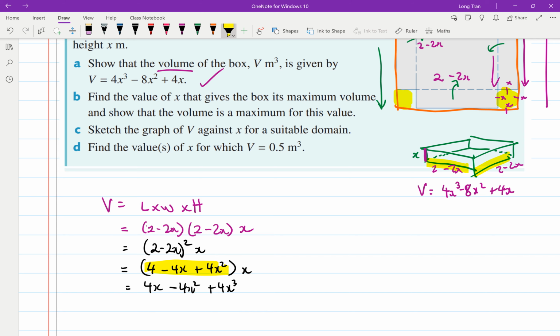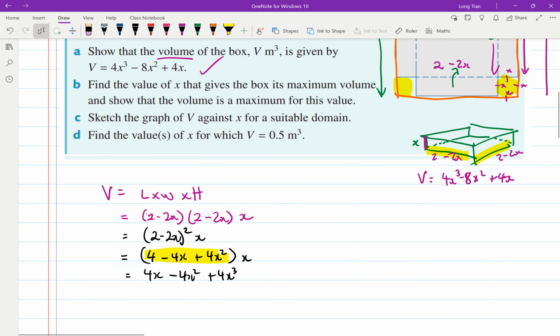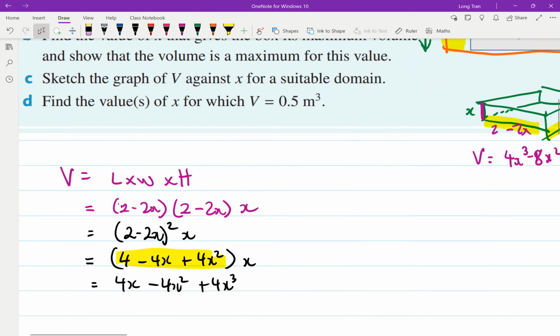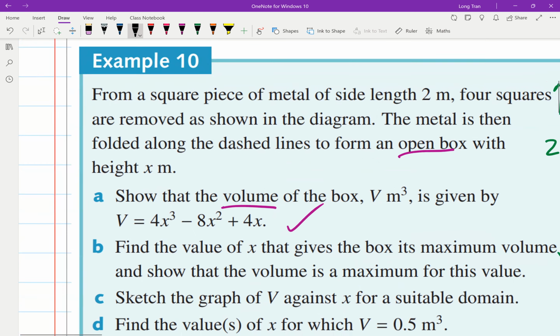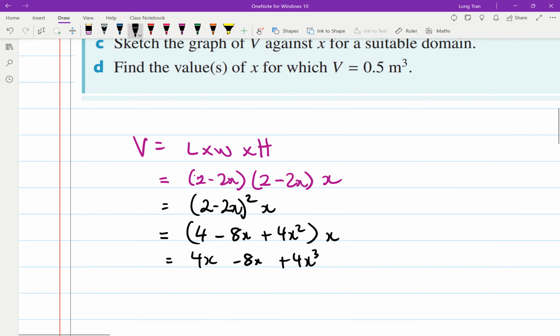Okay? Is it different? Or it means I've done something wrong. Oh, thank you. You're right. It was 2 times negative 2 is negative 4, times 2 is negative 8x. Negative 8x. And then this is plus. Is that correct now? Oh, but then you're timesing the x as well.